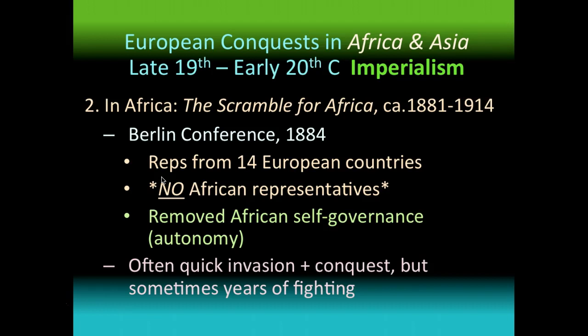And the problem with this is that it completely removed African autonomy, African self-governance, from all the different African states. And again, oftentimes it was a quick invasion and conquest, but sometimes it took many years of fighting.